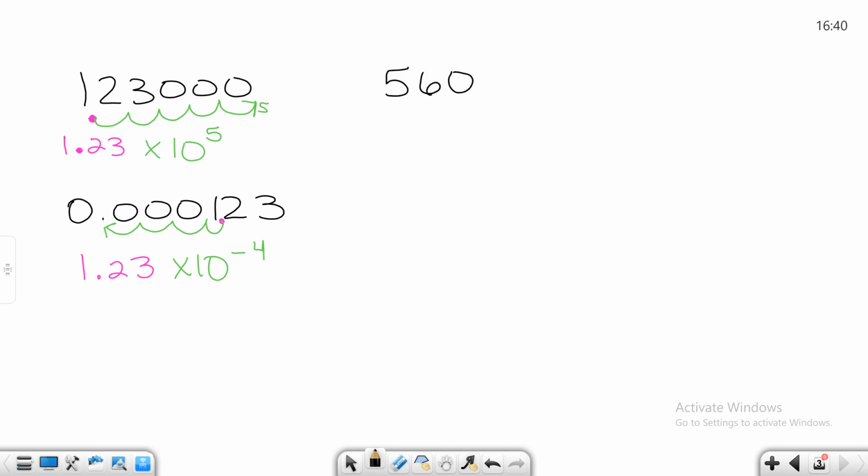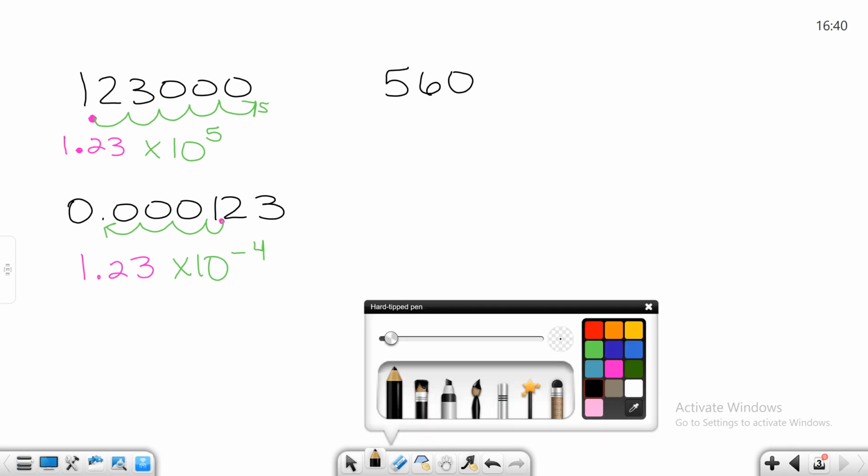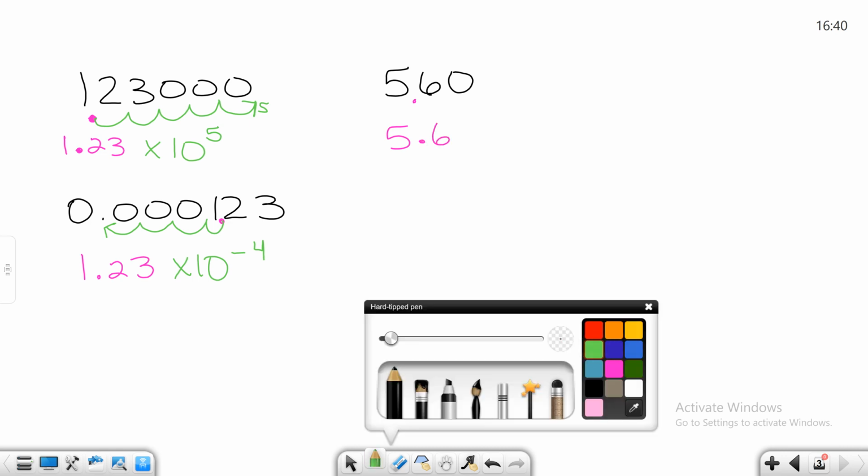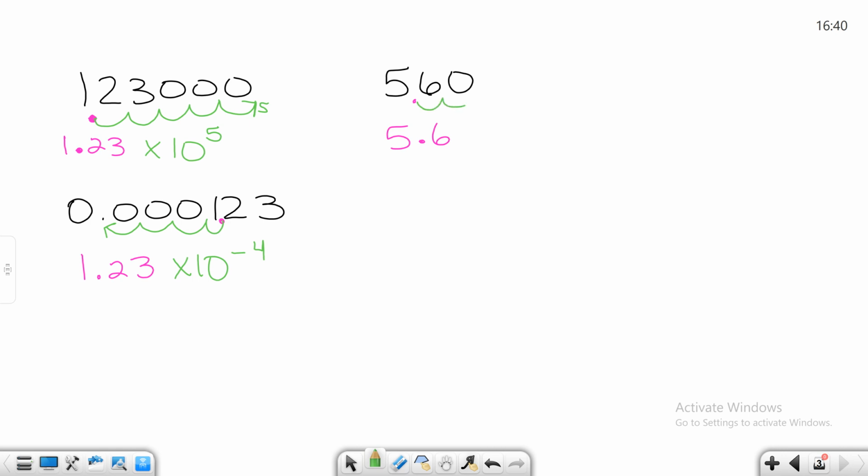Let's try 560 again. That is a very large number as well. So I would put my decimal between the 5 and the 6. And I'm going to count all the way to the right. 1, 2, so it's times 10 to the power of 2.